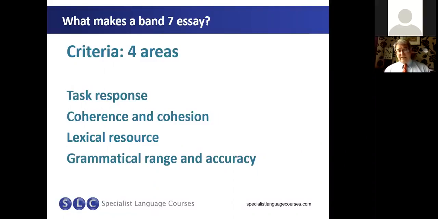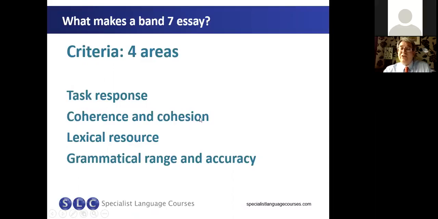So what this does is split the marking criteria, the template that the examiner must mark against, into 4 areas. These are task response. Well, basically that just means how well can you answer the questions.